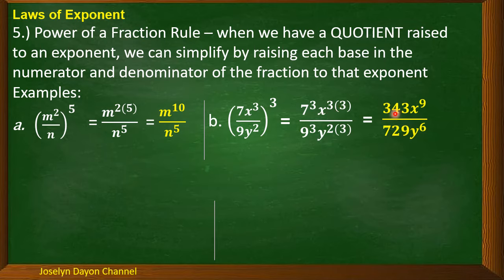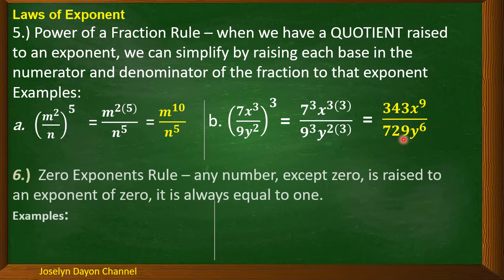That's why we have here 343x to the power of 9. And in our denominator part, we have here 9 to the power of 3. So 9 times 9 is 81, times 9 is 729. Then here we have y to the power of 2 times 3. And of course, 2 times 3 is equal to 6. So this is our final answer: 343x to the power of 9 over 729y to the power of 6.